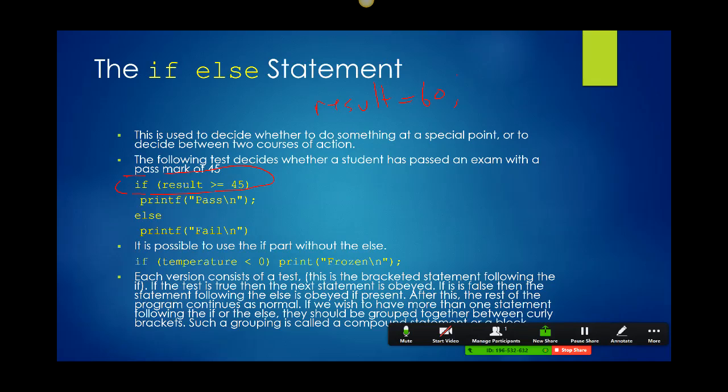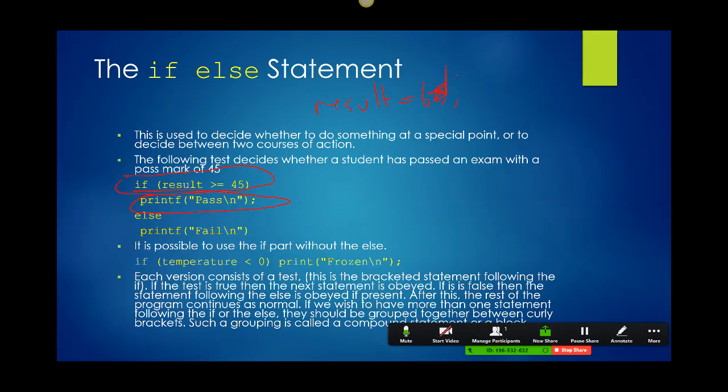Let's take a look at the expression first. Is result greater than or equal to 45? Is 60 greater than or equal to 45? The answer is yes, true. And remember, true is non-zero. Let's say it's 1, right? The if statement looks at the result of the expression, 0 or non-zero. Because the expression was non-zero, it was true, so this statement will be executed.